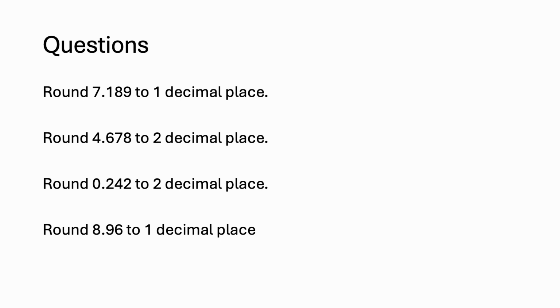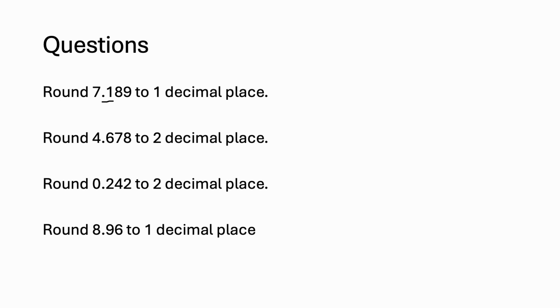Okay, now we've got some more questions. So let's look at the first one together. Round 7.189 to 1 decimal place. So we look, the first decimal place is this one here. So that's the one that we are going to look at.